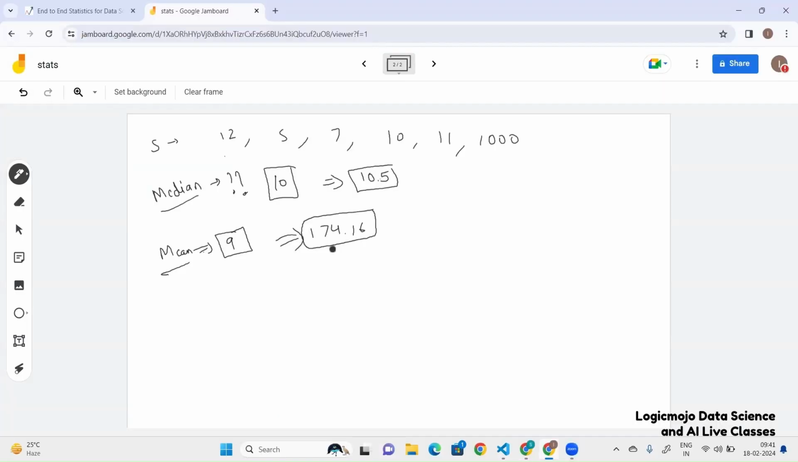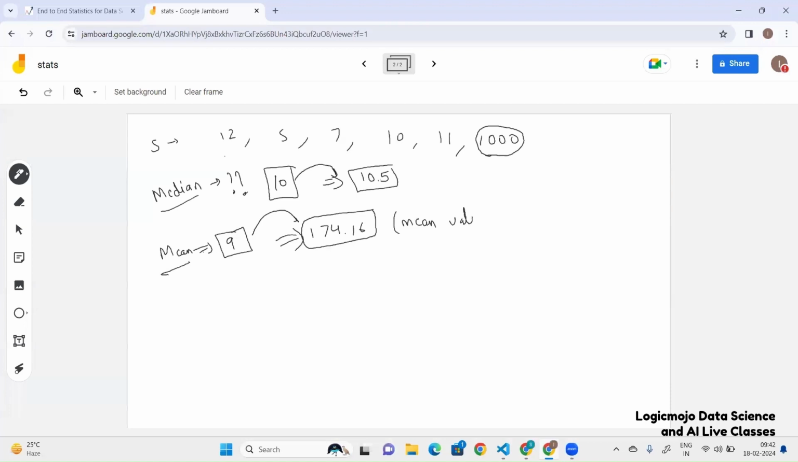So what is this 1000? This 1000 is called an outlier. It is a very large value compared to the other values. How does this outlier affect the median and mean? The median didn't change much, from 10 to 10.5. Median is stable. But the mean went from 9 to 174.16. Getting it?